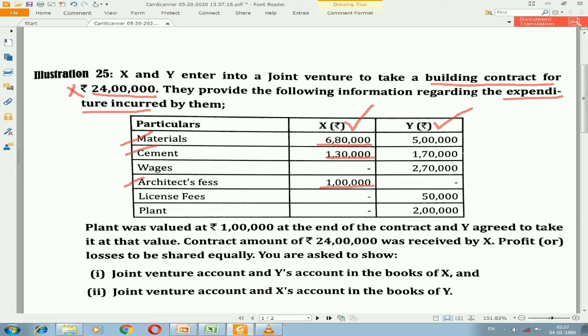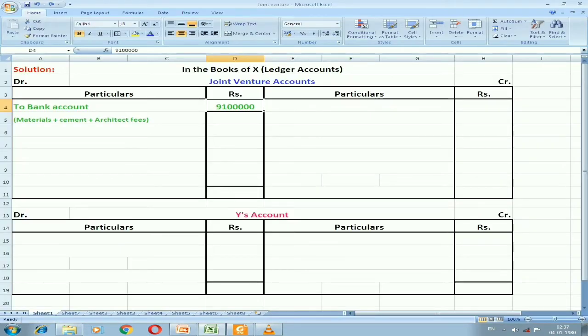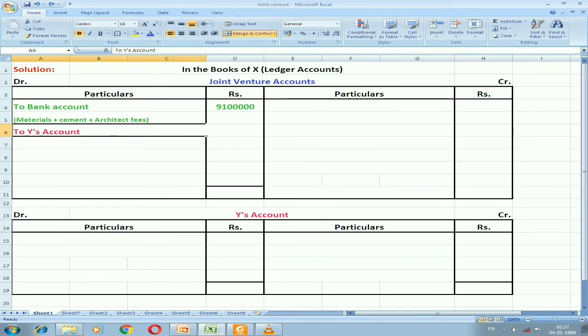Material 5 lakh, cement 1,70,000, wages 2,70,000, license fees 50,000, plant 2 lakh. So this is the expenditure incurred for Y co-venture. We can take this in his name only because we are not preparing in his books. If we were preparing in his books, we would take bank. So here we are going to take Y's account by adding material, cement, wages, license fees and plant.